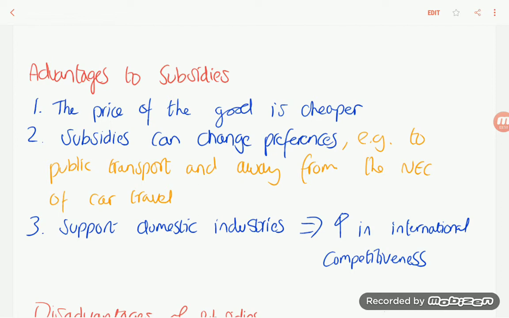For example, if a subsidy is paid for wind farms, the wind farms will still reduce pollution levels. Subsidies can support a domestic industry until it grows to the point they can exploit economies of scale and become internationally competitive.